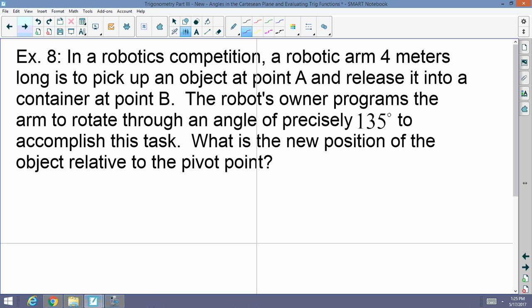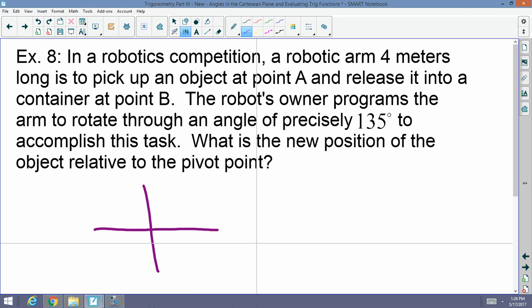The last one real quick. Okay. So the robot competition: the robot's arm is 4 meters long, to pick up an object at point A and release it in a container at point B. The robot's owner programs the arm to rotate through an angle of precisely 135 degrees to accomplish this task. What is the new position of the object relative to the pivot point?